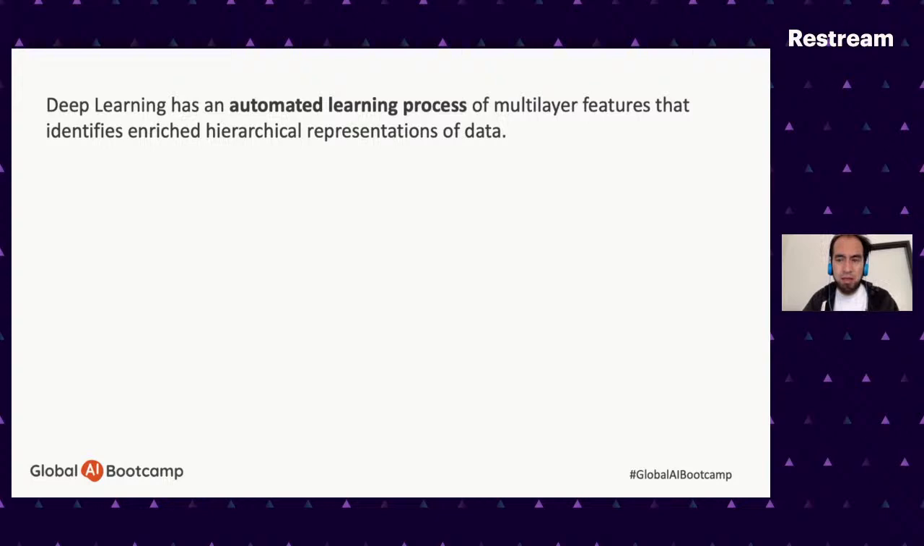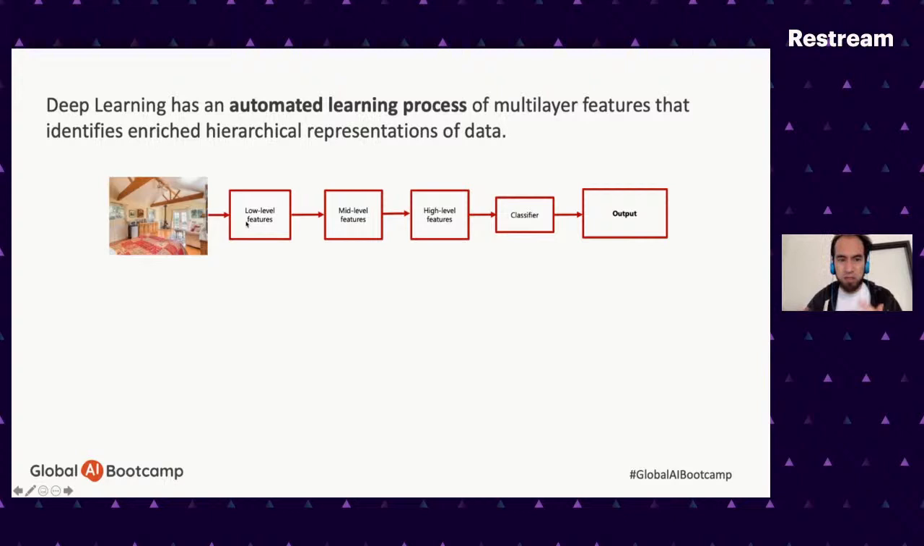It has an automated learning process that relies on deep neural networks, on the multi-layer features that are identified in these data representations. And how does it work? Well, basically, we have a picture, for instance, that's our data. But of course, deep learning is not only related with images. It can work with audio files, with text, for instance. So yeah, we can have different data sources. Let's describe the process with an image. So, okay, we have a picture of a room, maybe.